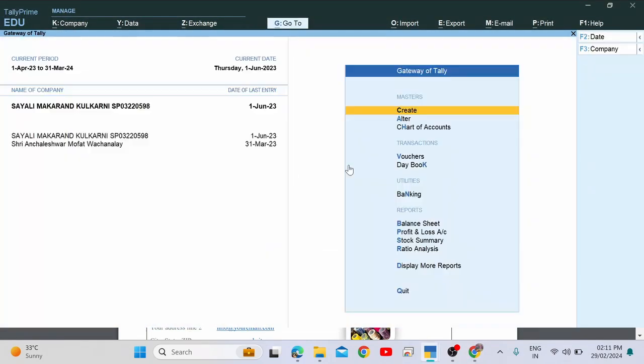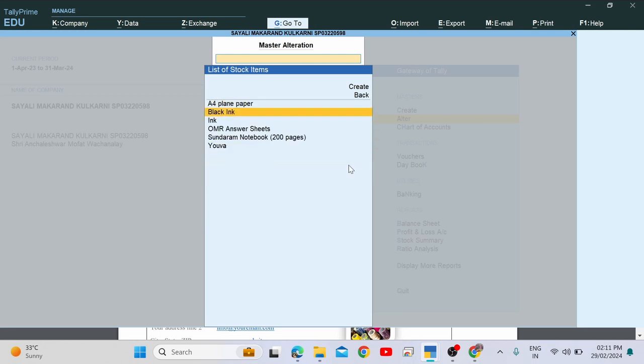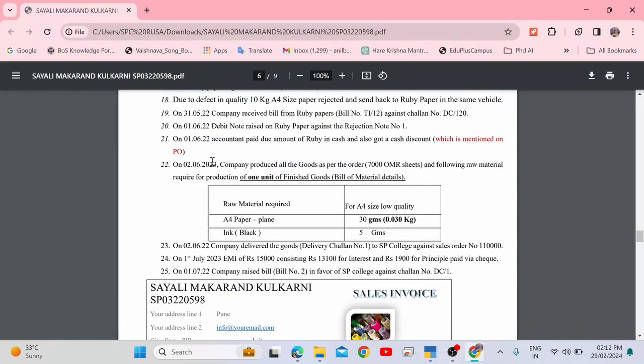Now where will you get that stock item? To alter, you will get stock item in the alteration screen, the alteration button. And then in the alteration we have stock item. And which stock item? The OMR answer sheet stock item. Here we want to produce 7,000 OMR sheets. Therefore, which item should you select? The OMR sheet item. Our target is to produce this.